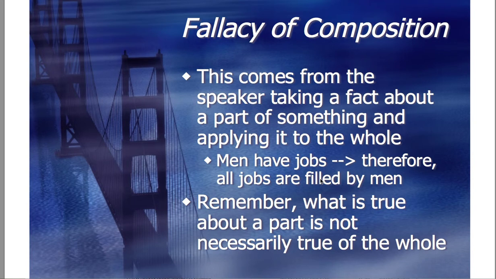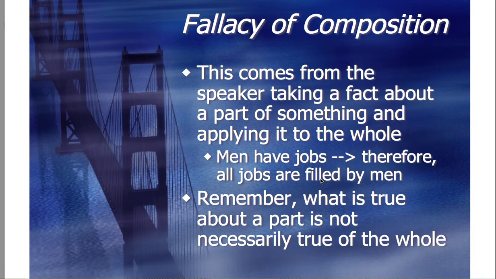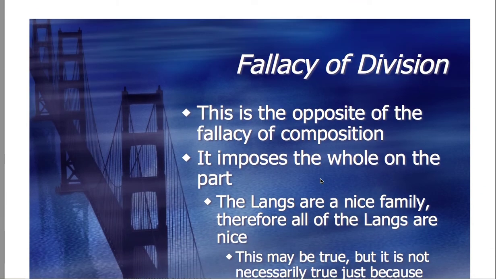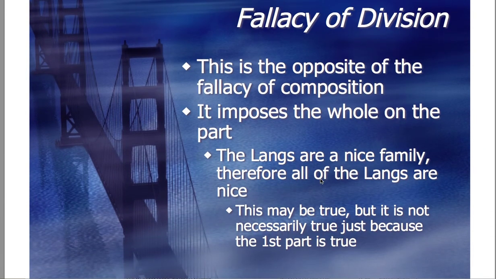So remember, what is true about a part is not necessarily true of the whole. Okay, and then you also have the fallacy of division, which is sort of the opposite. It's where you impose the whole on the part. So when we had the fallacy of composition, you took the part men and applied it to the whole. Men have jobs, therefore all jobs are filled by men. Clearly not true. Here we have the fallacy of division, where you impose the whole on the part.